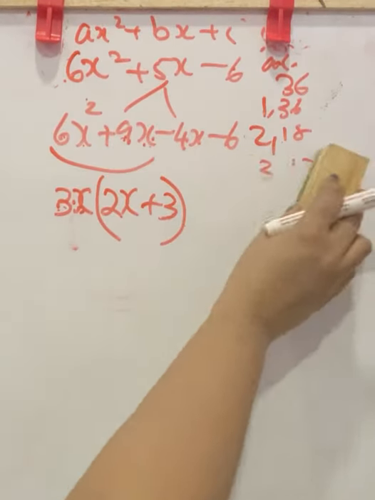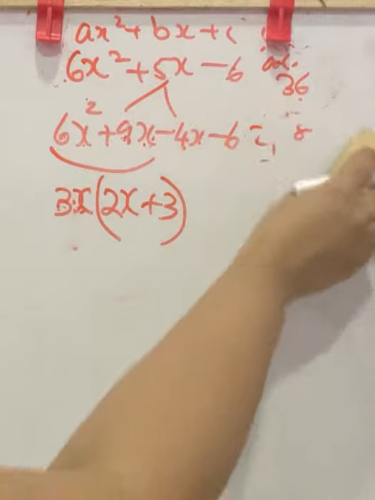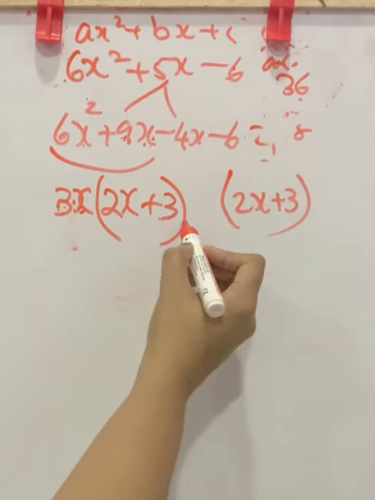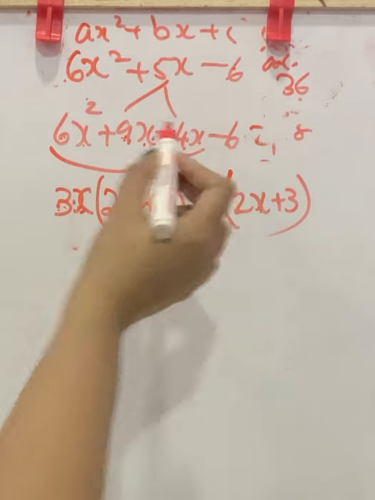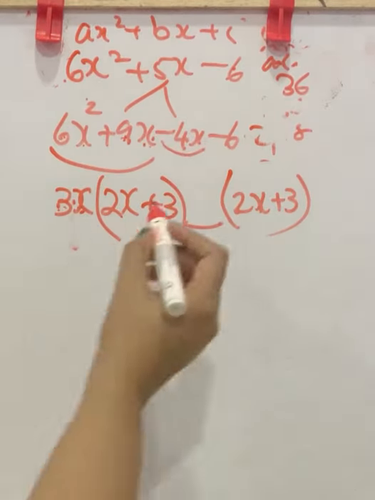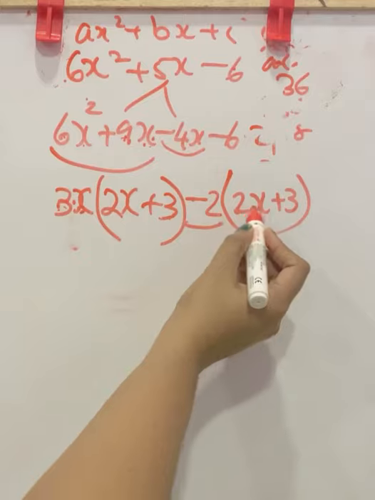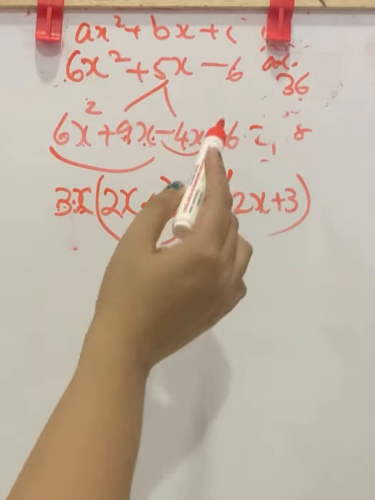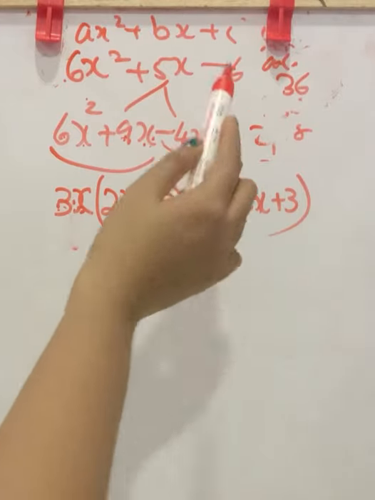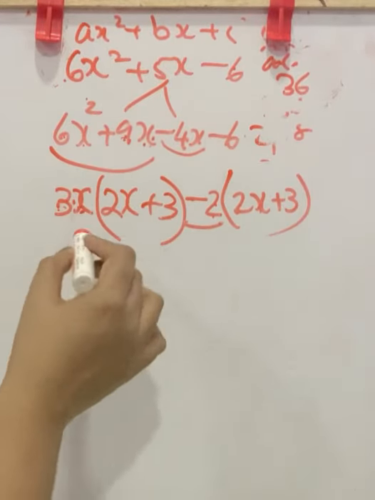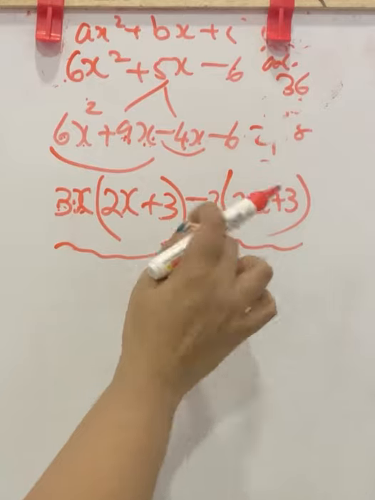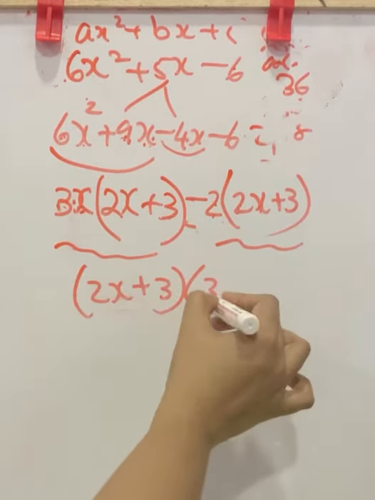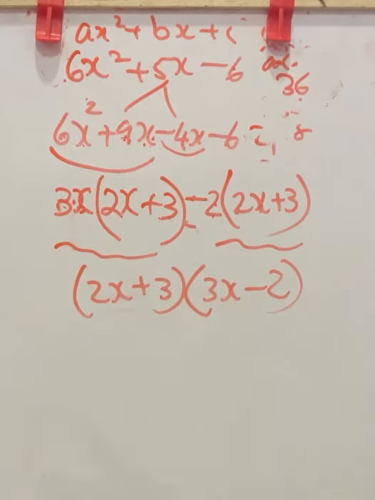Now repeat the bracket here, that is 2x plus 3. Now check. Dash into 2x is minus 4x. Minus 2 into 2x is minus 4x. Let us check it with the last term also: minus 2 into 3 is minus 6. So here we got 2x plus 3 as common. Here the balance is 3x and here minus 2.